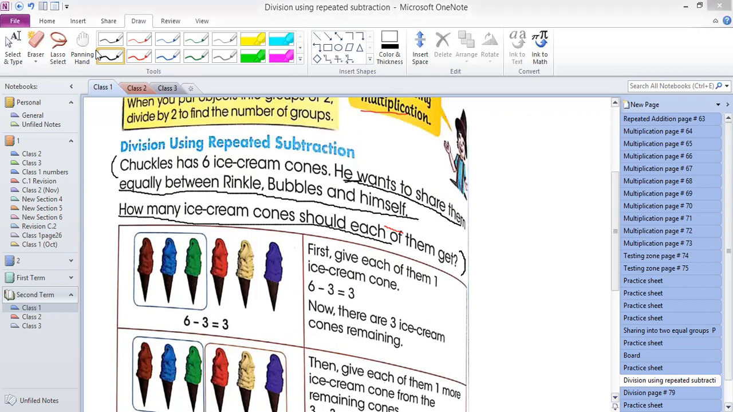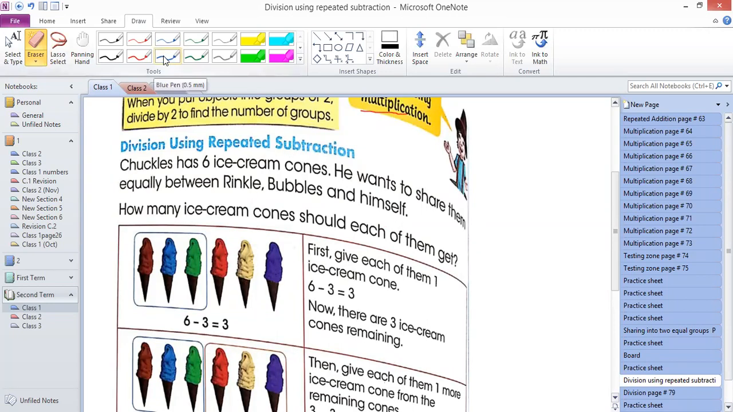Okay, good. So guys, here is the example: Chuckles has 6 ice cream cones. He wants to share them equally between Wrinkle, Bubbles, and himself. So he has a total of 6 ice creams. He wants to share among 3 people, 3 groups. So that means 6 divided by 3 equals what? This we will find after the division.